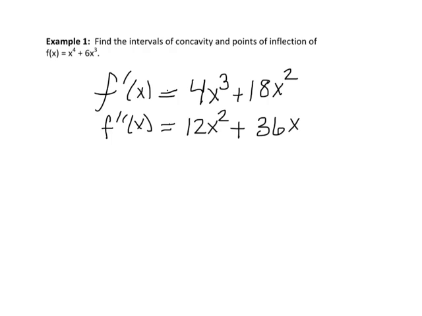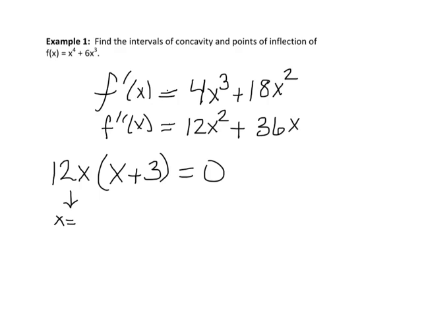We're going to start off by trying to find some values that might be our inflection points. So we're going to factor out the GCF 12x, leaving me with x plus 3. Again, I'm going to set that equal to 0, and I've got two values for x. In the first case, x equals 0, and in the second case, x equals negative 3.